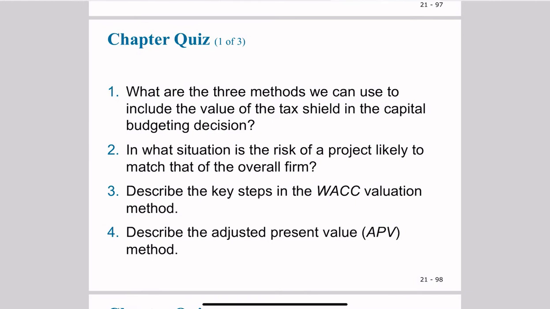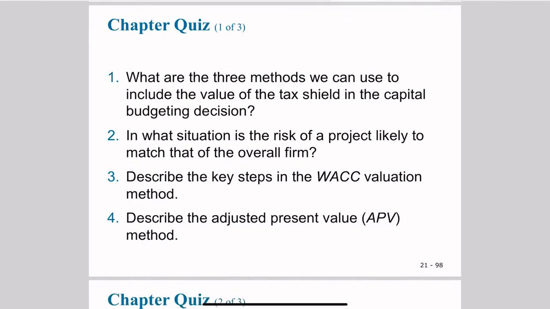Now, third, describe the key steps in the WACC valuation method. First, you will calculate cash flows. Second, you will calculate WACC. Third, you will discount those cash flows with WACC. Fourth, describe the adjusted present value method. So basically, you will again think about three steps. First, you will calculate the unlevered value. What you will do is look for the firm's cash flows and discount those cash flows with the unlevered cost of capital.